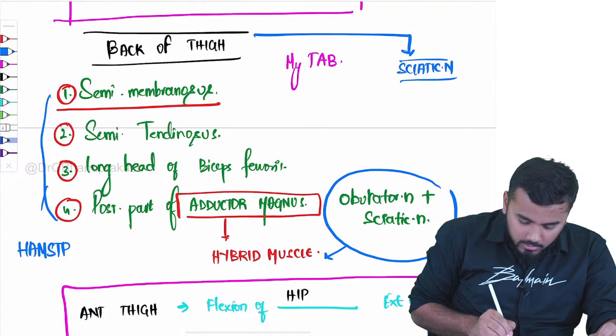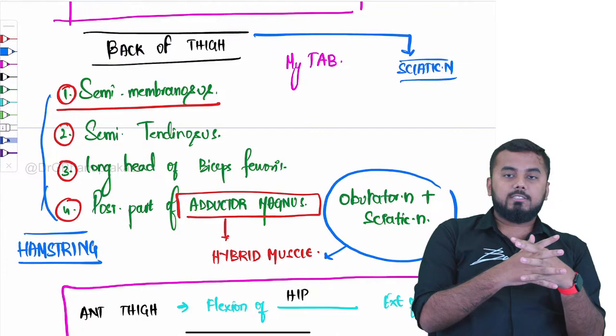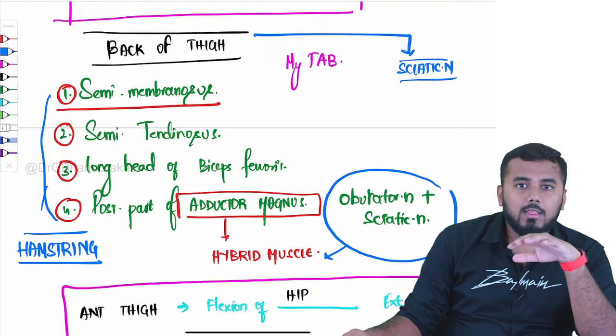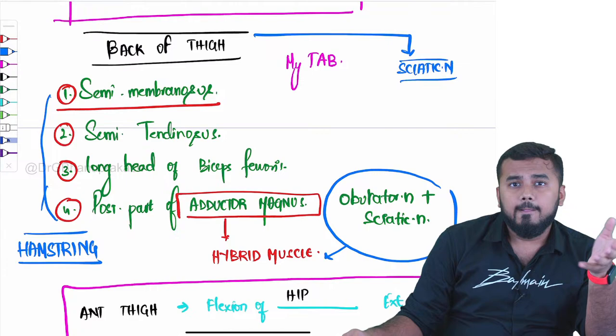Hamstring muscles, you know, why these are called hamstring muscles is that during the Greek times, there were wars over the kingdom and all. Whenever you do any kind of war over a kingdom, all the soldiers there will become your slaves. So what the kings used to do is put those slaves within the jail.